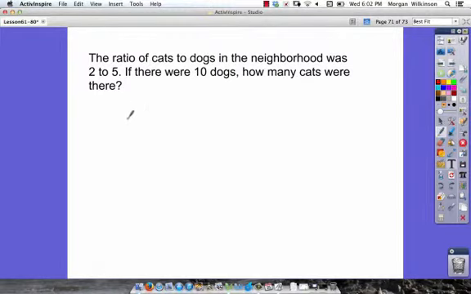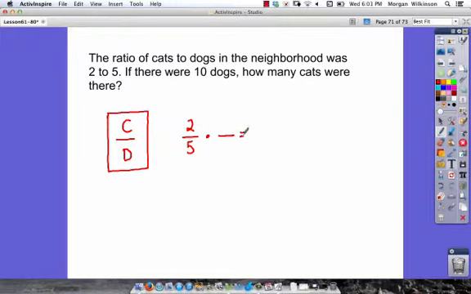So, ratio of cats to dogs. Cats is C, dogs is D, so cats to dogs. The ratio is going to be 2 to 5. So, 2 cats for every 5 dogs. Now, we know that there were 10 dogs, and what we want to know is how many cats there were. So we're going to multiply this by a scale factor, a fraction equal to 1, that's going to give us 10 dogs. Now remember, dogs are on the bottom of our fraction, the denominator, so we've got to keep them in the denominator in our answer.